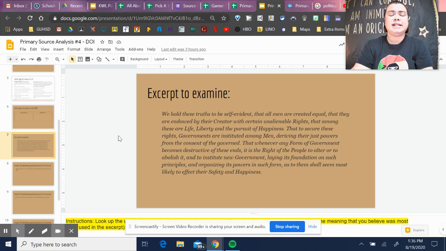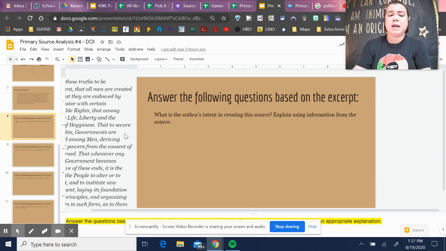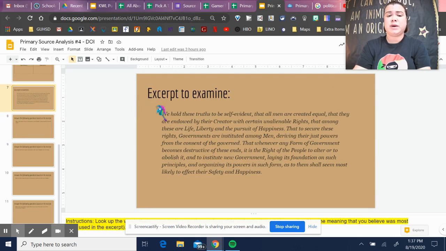Okay. Slide 7, I am giving you the excerpt to examine. And out of this excerpt, you are going to answer a series of questions on slide 8, 9, 10, and 11. Okay, so you have 1, 2, 3, 4 questions to answer based on this excerpt. Okay, now you're going to use the information that you've gathered over the course of the last 3 primary source analysis tasks. So you're gathering information about the Declaration of Independence. You're going to examine this excerpt, and then you're going to go ahead and answer questions, okay?